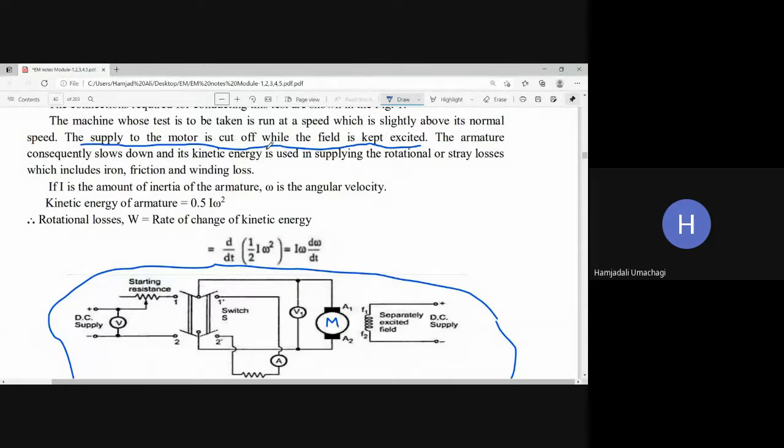The supply to the motor is cut off while the field is kept excited. Then what happens? Let us see. The armature consequently slows down. Armature means speed of the motor. The speed of the motor will keep on decreasing because the input has been cut off now.